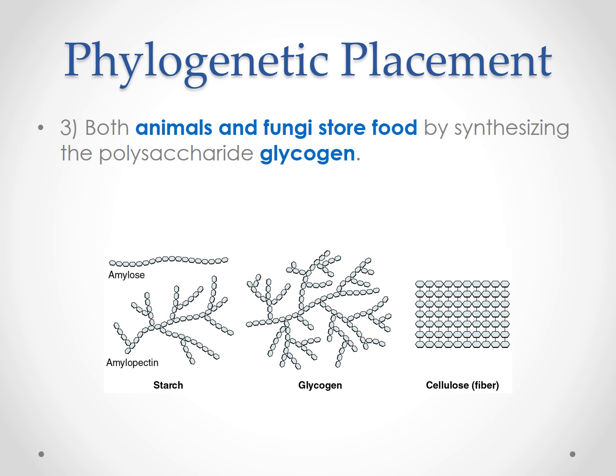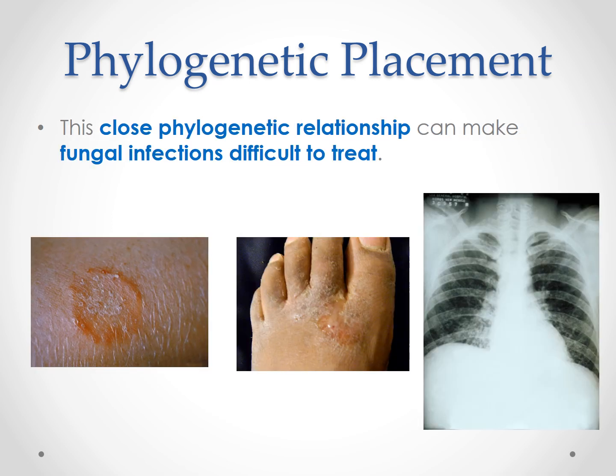And because of this close phylogenetic relationship between animals and fungi, treating fungal infections is very hard. Because they're eukaryotes, we can't utilize, like we do in bacteria, antibiotics that stop their ribosomes, because their ribosomes are just like ours. They have very similar DNA structure. We have these similar morphological features, and so this can make fungal infections really hard to treat.